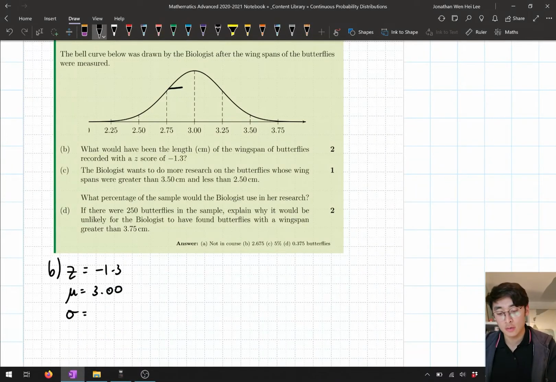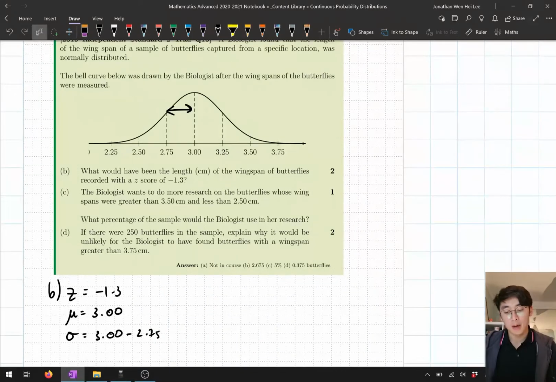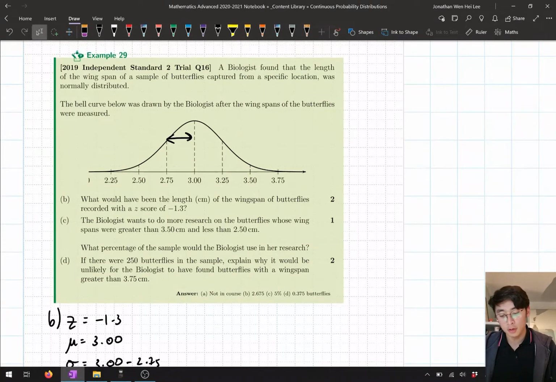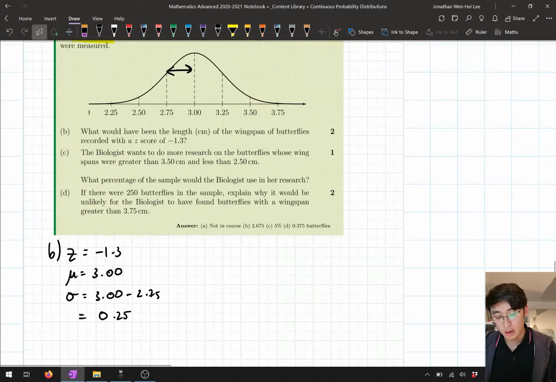So a standard deviation, all we're doing is just subtracting those two values. So here, that's just going to be 3.00 minus 2.5. Because we know that every time we go up each time, because it's normally distributed, the key phrase here would be the bell curve, we're just adding or subtracting one standard deviation. So here, if I subtract the 2, that gives me a standard deviation of 0.25. Okay, cool.